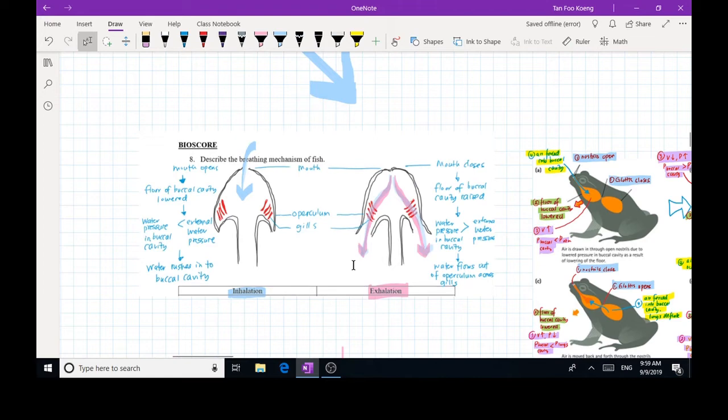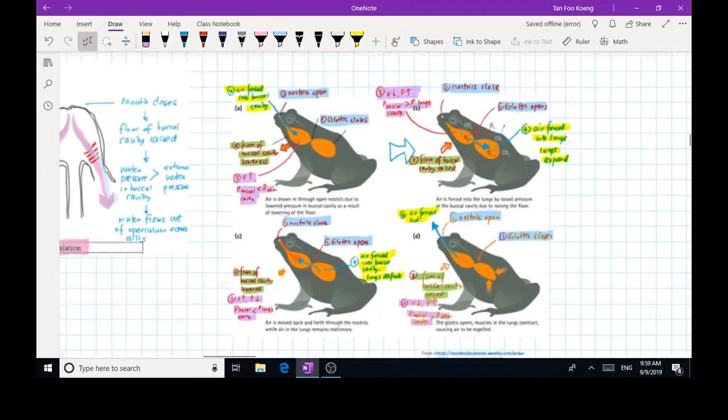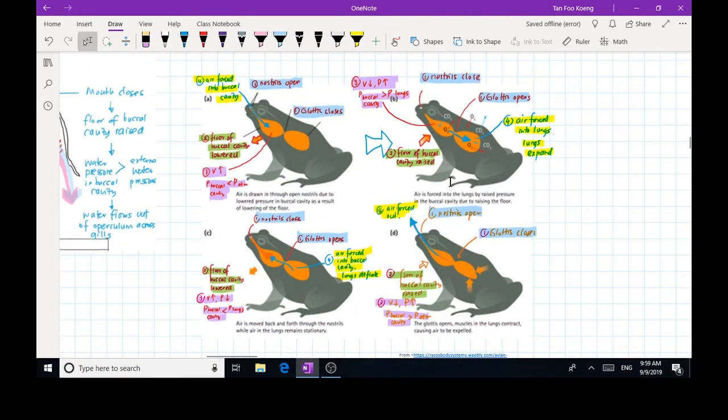Alright, so it's rather simple, right? So we know to breathe in and out, basically we need to create a difference in pressure between the external and the internal pressure. Now let's look at the third one, which is the respiration, the inhalation and the exhalation of frogs.